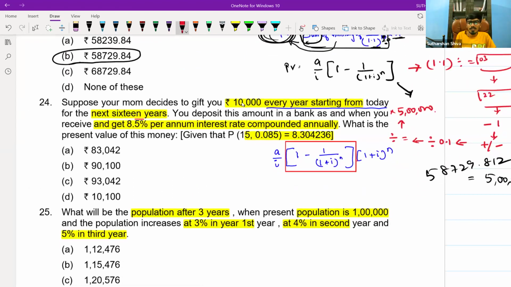Question 24. Suppose your mom decides to gift you 10,000 every year starting today. It is the current year, it is today. Which you deposit for the next 16 years.